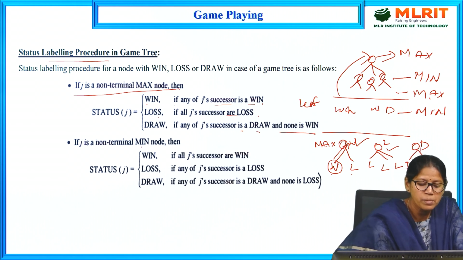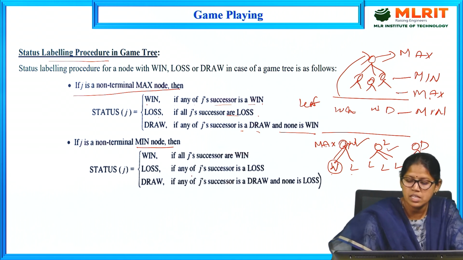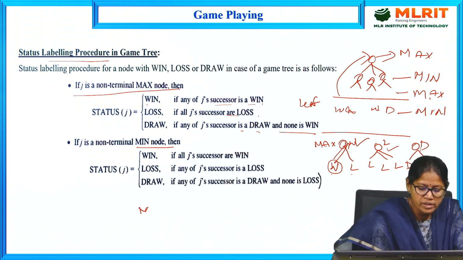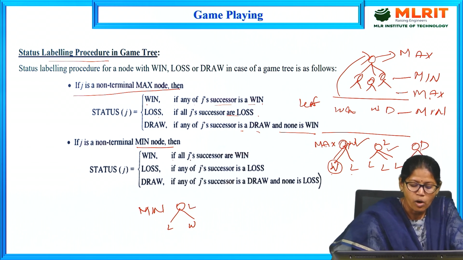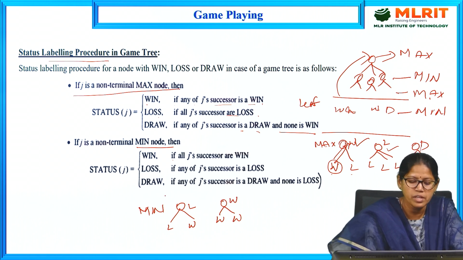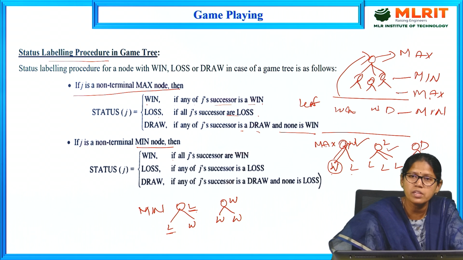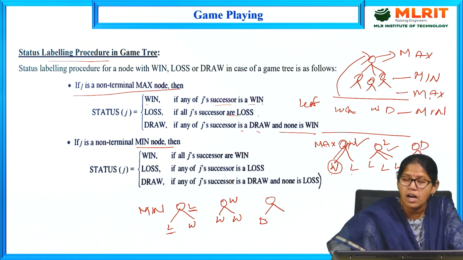Let's check the min node, the non-terminal node. For example, it is a min point. Okay, this is the node which contains loss, win, then it will choose the loss. So if all J successors are win, then only it will choose the win. If any J successor is loss, then it will choose the loss. It means it will take the minimum value, so that max will take the best out of these values only. The same: if any successor is draw and none is loss, then it will choose the draw only.